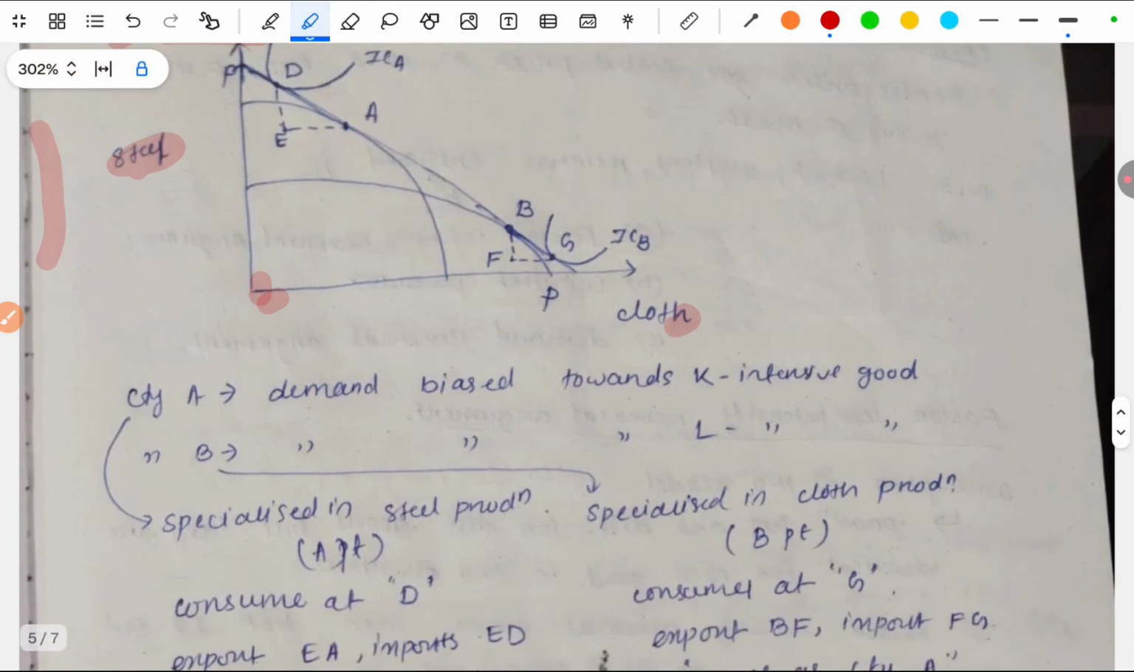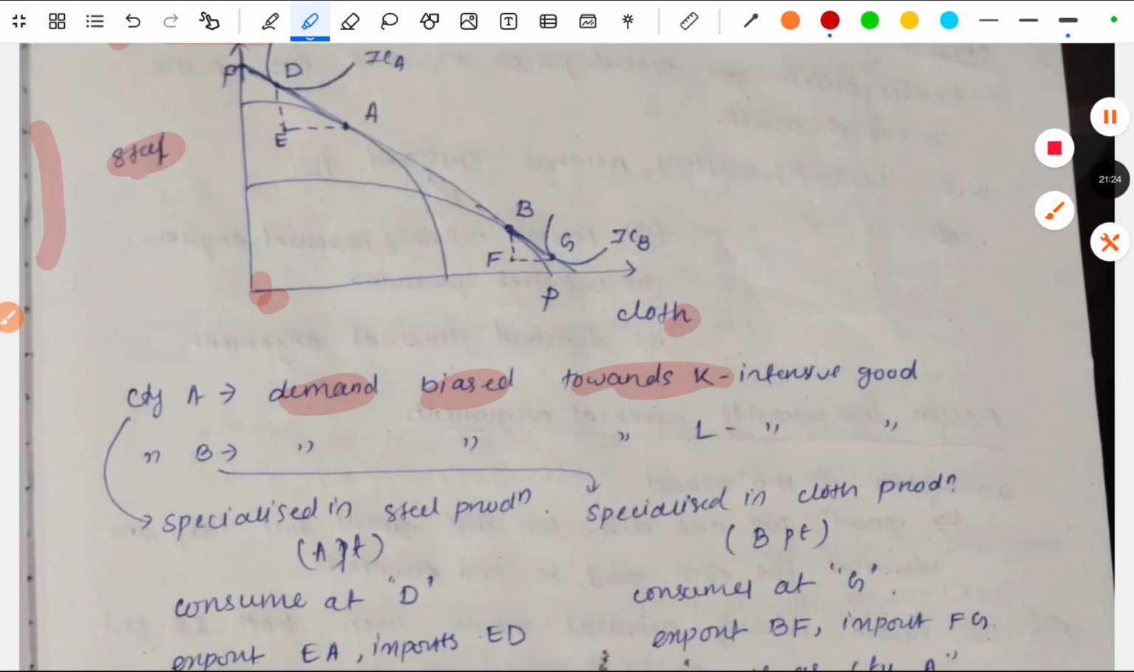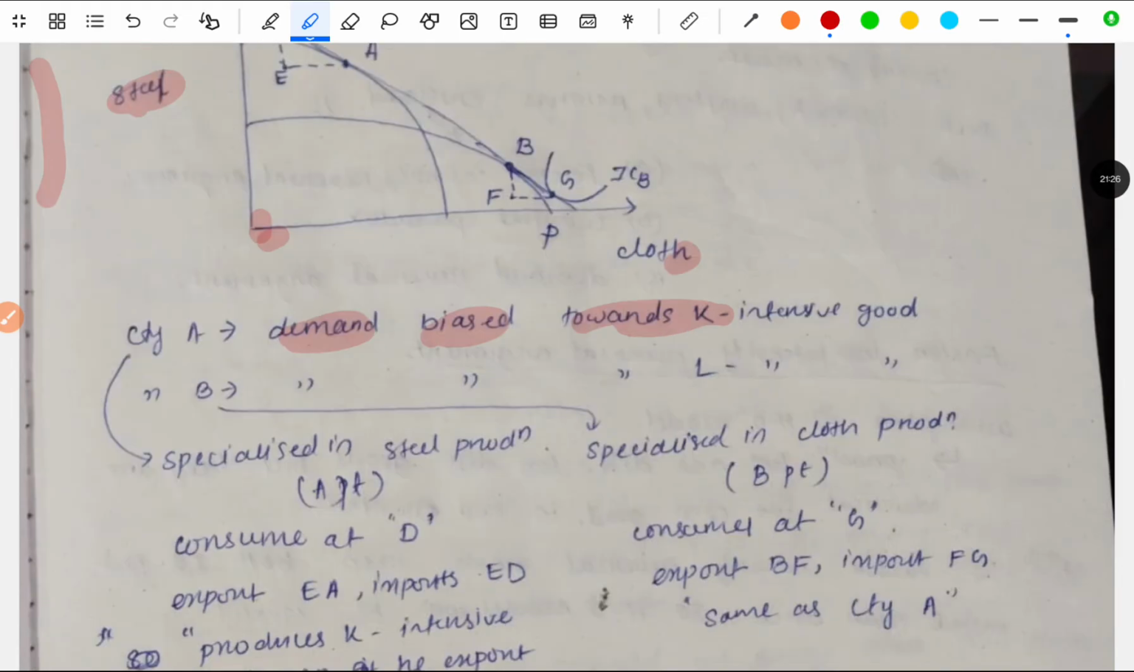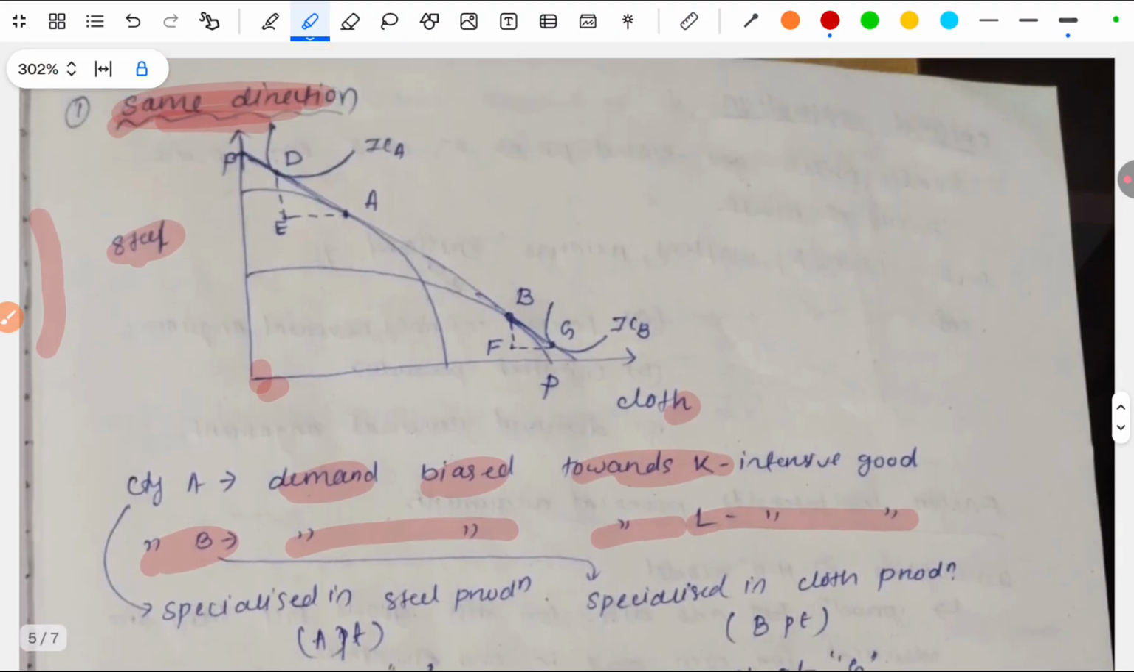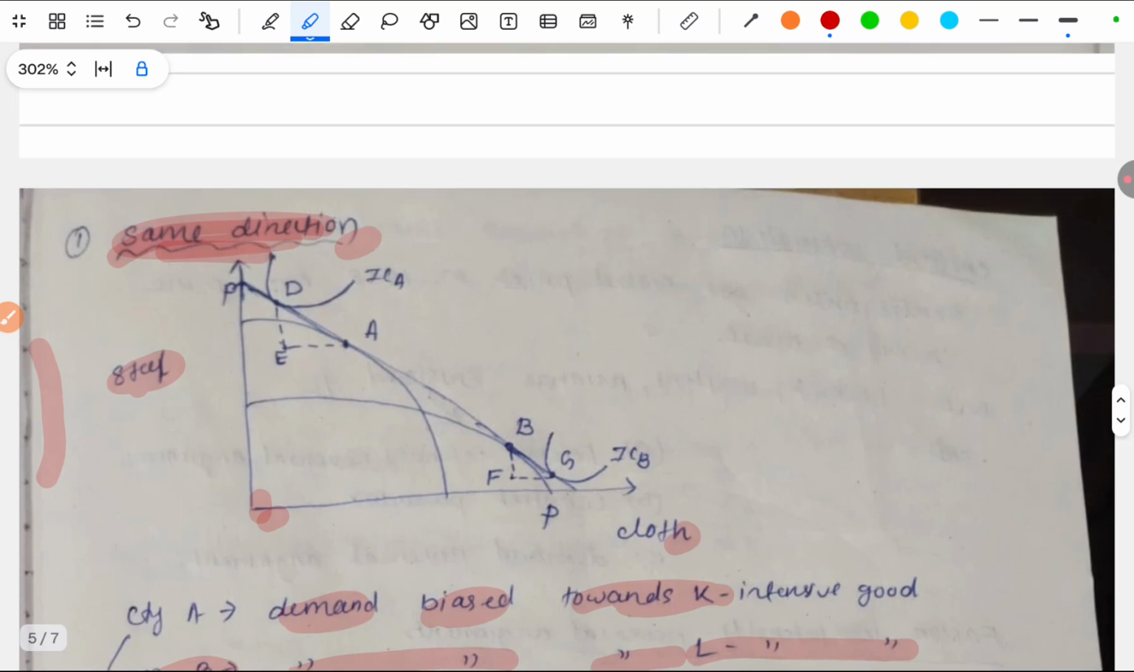Country A demand is biased towards capital goods. We know that country A produces capital intensive goods, and the consumer demand in country A will be for capital intensive goods. Country A demand is biased towards capital intensive goods. Country B demand is biased towards labor intensive goods. We know that, because we are studying the same direction.